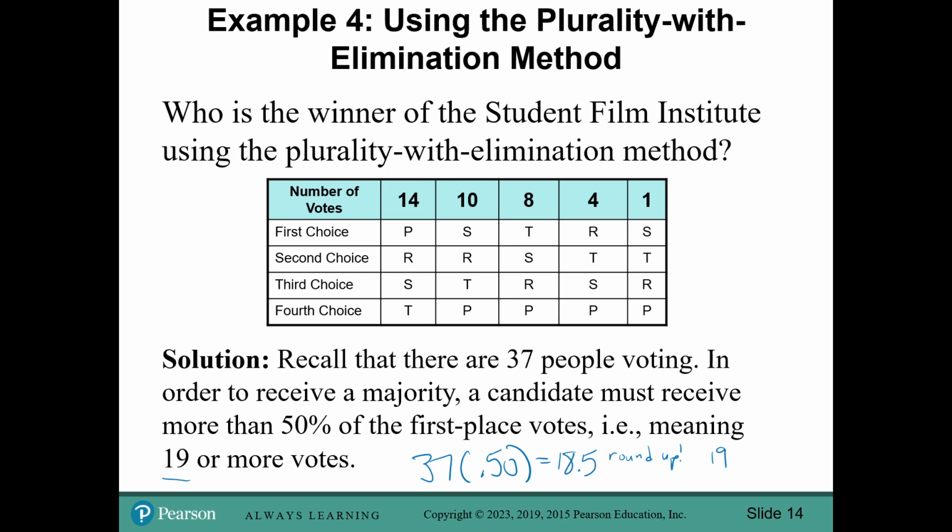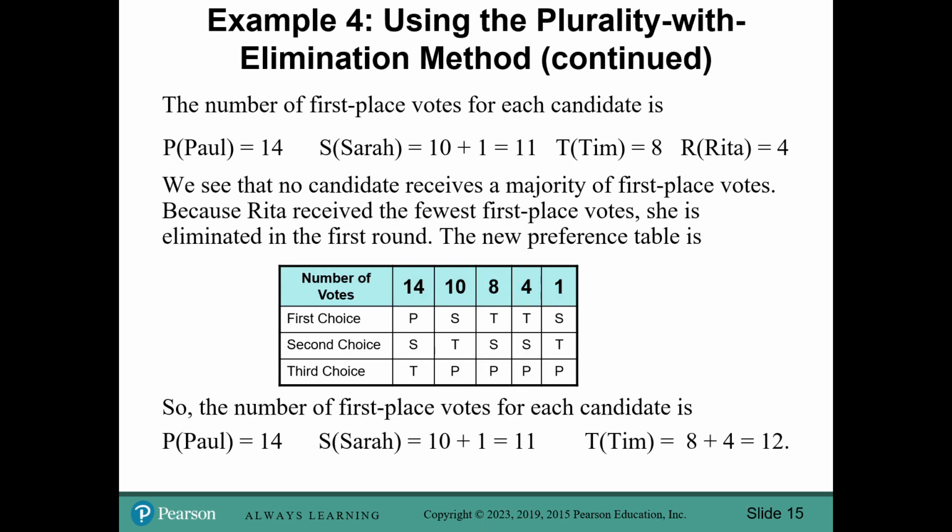Okay, so let's do some elimination. We've done the plurality part. Let's do the elimination part. Okay, so here's the deal. Like I said, we have no winner in the first round. Let's do another round. We're going to eliminate the person that had the fewest first place votes, and then we're going to move everybody else up. So Rita had the fewest first place votes. We're going to eliminate Rita because she only had 4 first place votes.